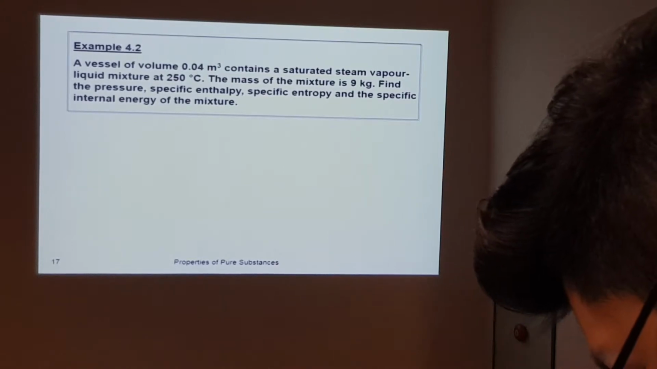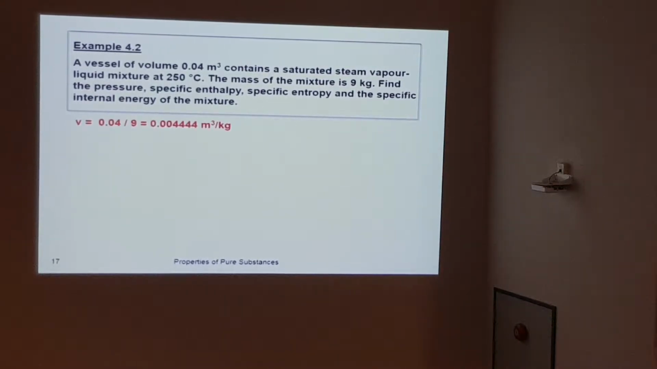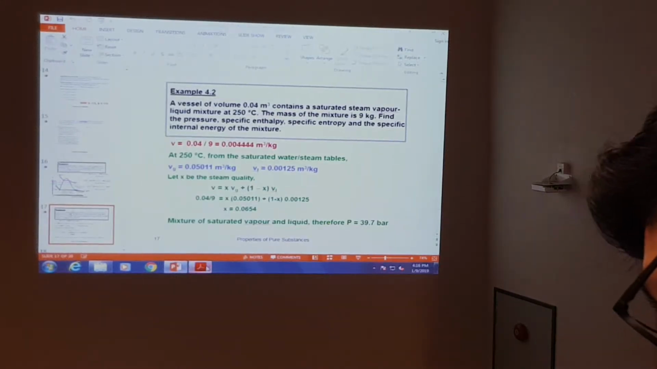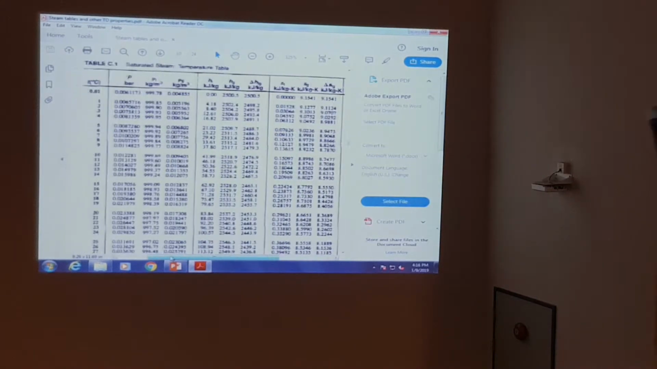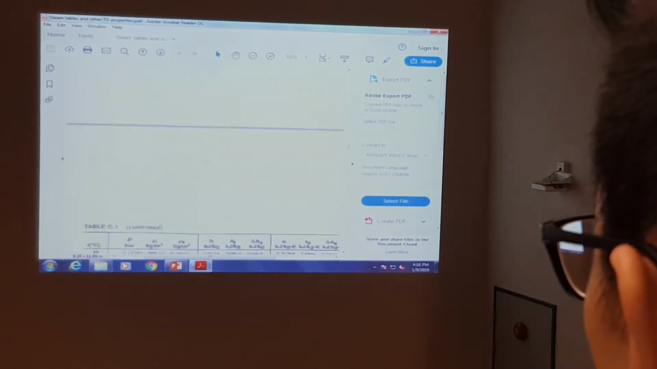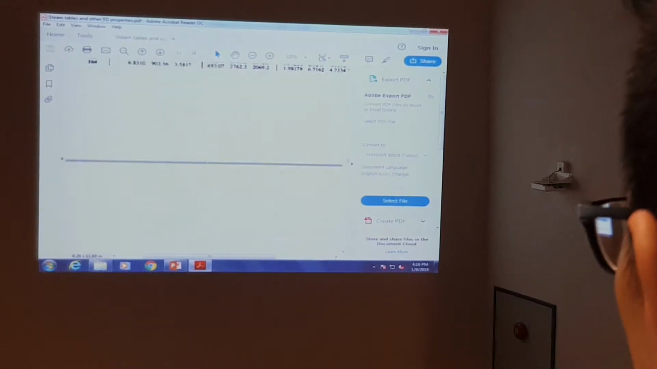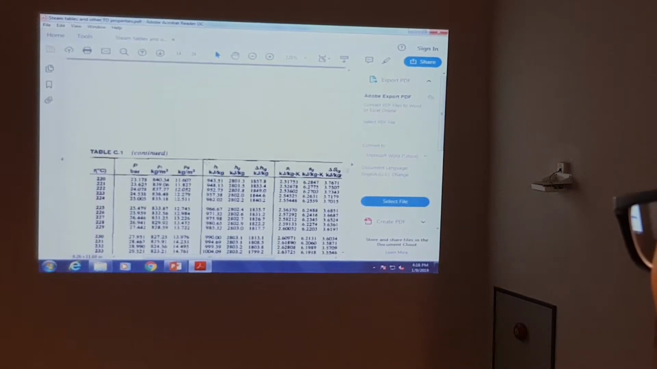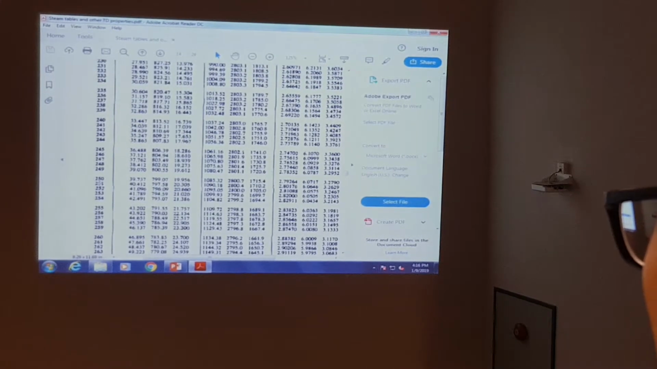Now, we check the steam table. So you go to this steam table. This is the temperature list. You go to 250. So 250 is here. Alright, I found it.